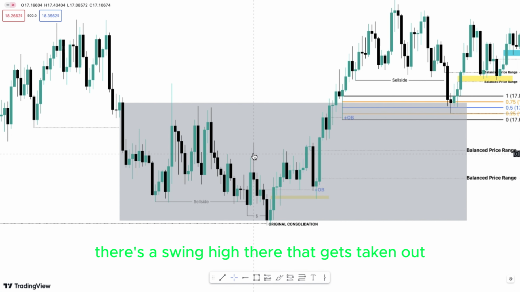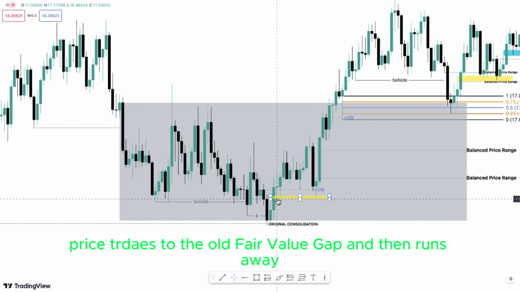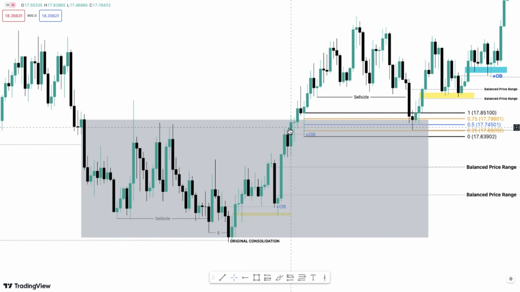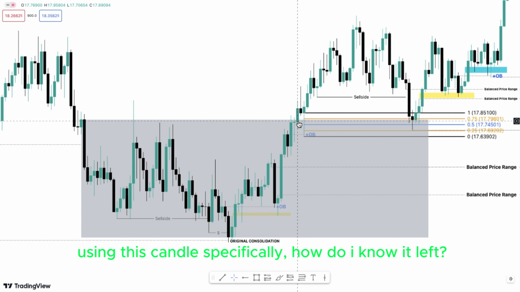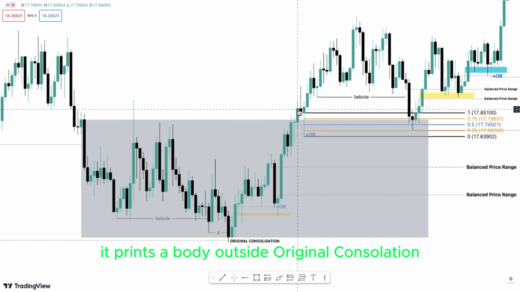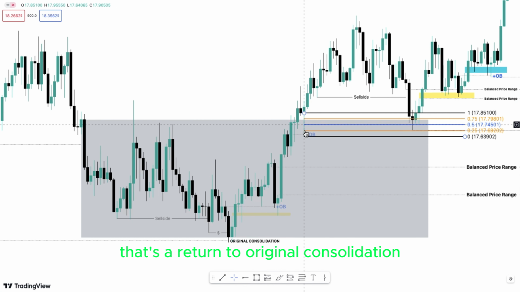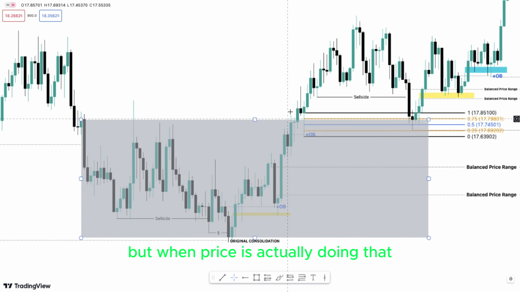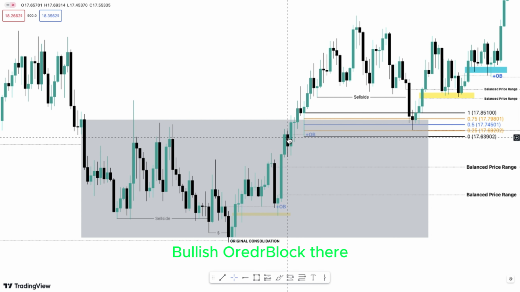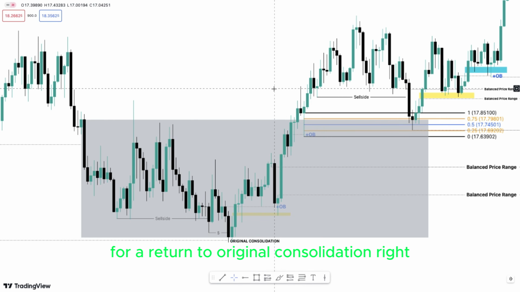There's a swing high there that gets taken out. There's a favorable gap there. Price trades to the old favorable gap and then runs away. It leaves original consolidation here, using this candle specifically. How do I know it left? You look at the bodies. As soon as it leaves, it prints a body outside original consolidation. When it returns, that's a return to original consolidation. But what price is actually doing is trading to the opening price of this bullish order block there. Price trades to it for a return to original consolidation, right?